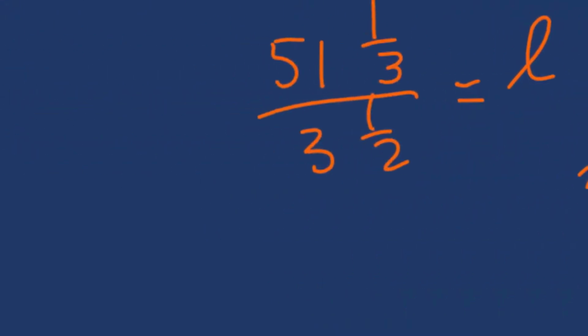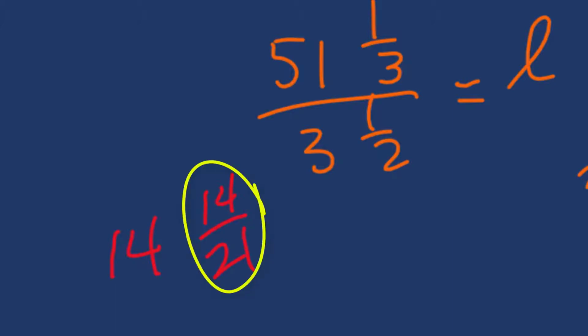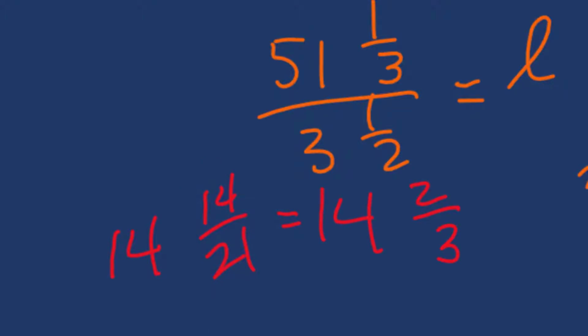So let's write that over here. So we're going to have the 14. However, we would have a remainder of 14 over 21. That just so happens isn't in simplest form because we still have a common factor of 7. So we could rewrite that as 14 and 2 over 3 because we have 7 times 3 and 7 times 2.